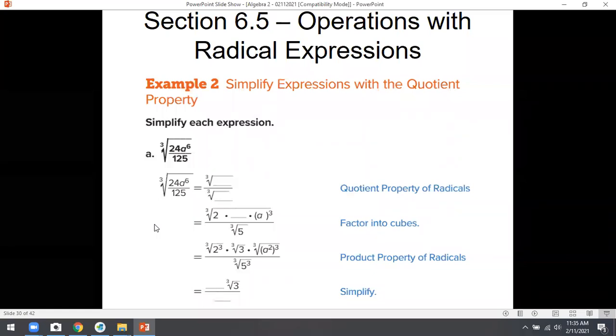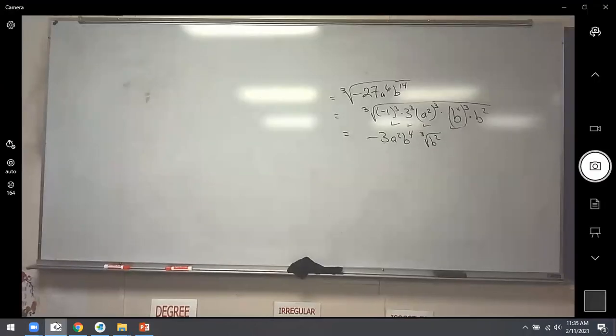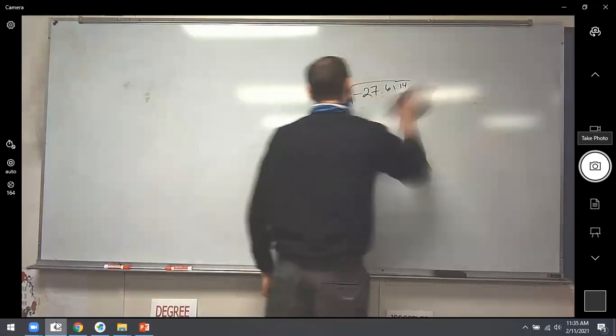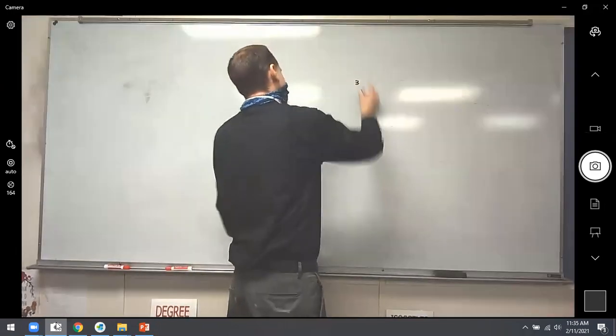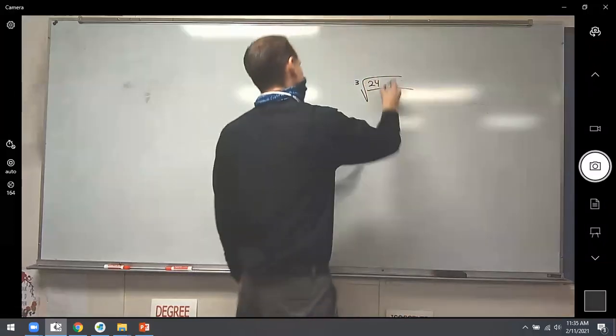Let's do one which actually has some division in it, though, because that is new to us, although it's very, very similar. So it's nothing to freak out about. Don't let the fact that there's a fraction scare you. It's going to be the same thing. Let's take a second to write that problem down. Cubic root of 24 over 6.